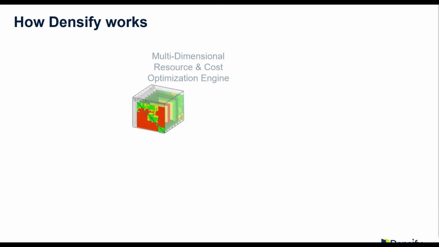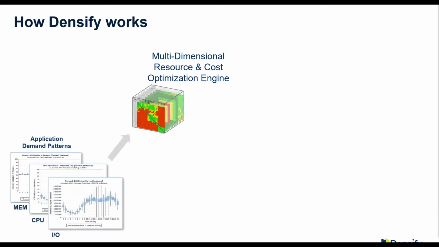But let's drop down into a little bit more detail about how Densify works. So the core of Densify is a multi-dimensional resource and cost optimization engine. So this is the brains to our service. And into that optimization engine, we're feeding raw utilization data. And from that, Densify is generating application demand patterns. So we understand the peaks, we understand the minimums, we understand sustained activity, we understand the averages across a number of different resource metrics: memory, CPU, disk I/O, network I/O, etc. So we understand the demand requirements of your applications.